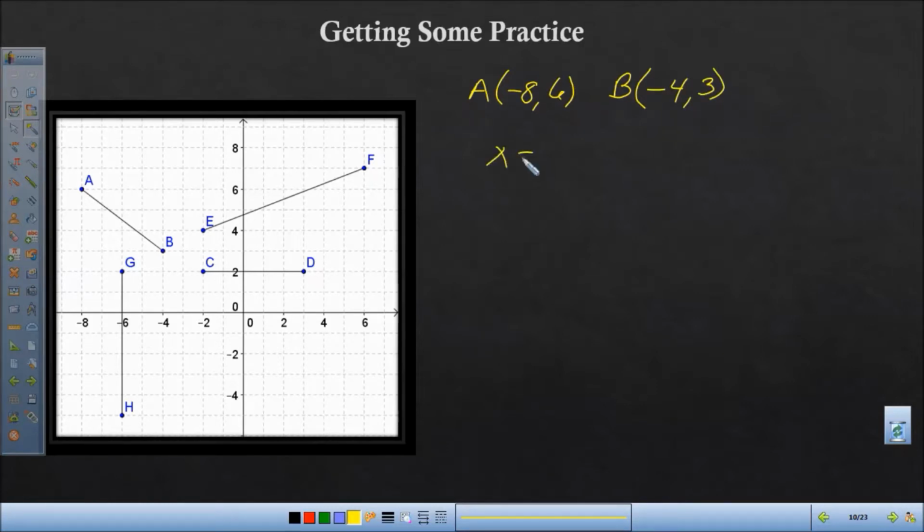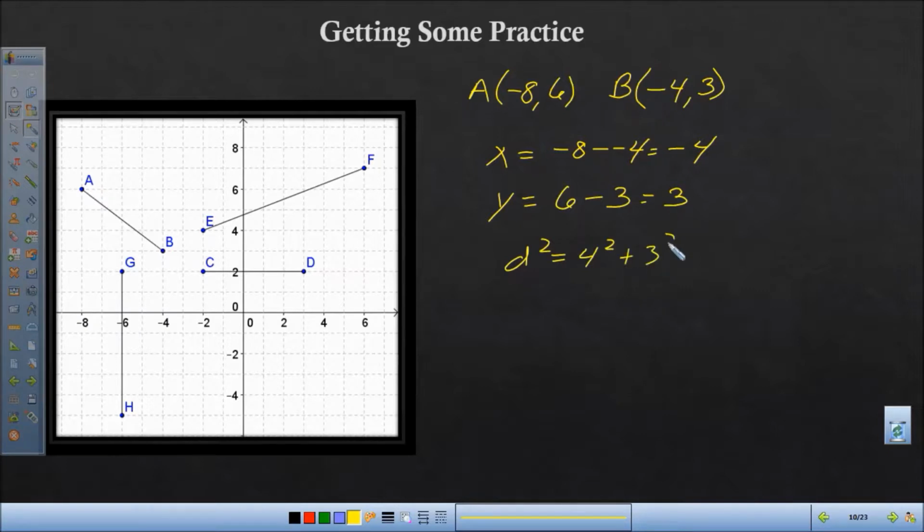So the x component is negative 8 minus a negative 4. That's a plus 4, so negative 8 plus 4 is negative 4. And y is 6 minus 3, which is 3. D squared then is 4 squared plus 3 squared, which is 16 plus 9, or 25. D is equal to the square root of 25, which is 5. One more, maybe two more.